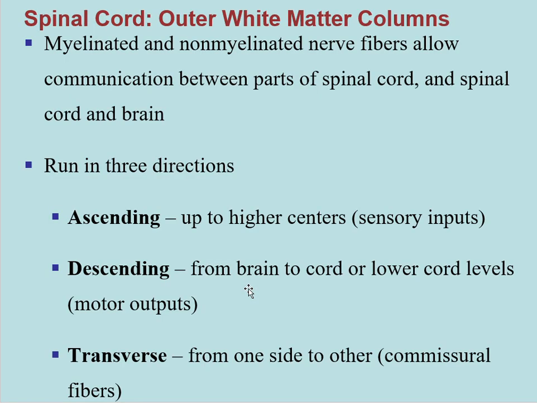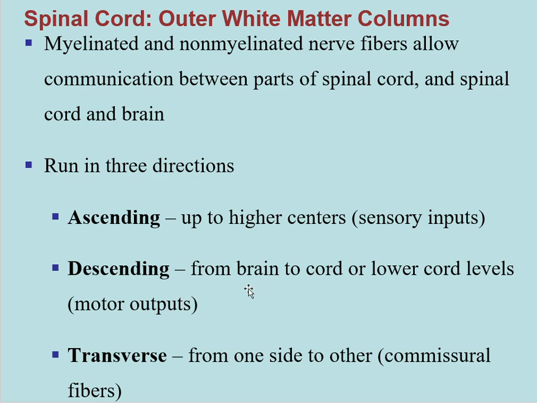So when it comes to the spinal cord, and not just looking at that internal gray matter, if we look at the outer white matter columns, what we're seeing mainly is myelinated and some non-myelinated nerve fibers, but they're there to allow communication between parts of the spinal cord and the brain. Now, they run in three different directions.